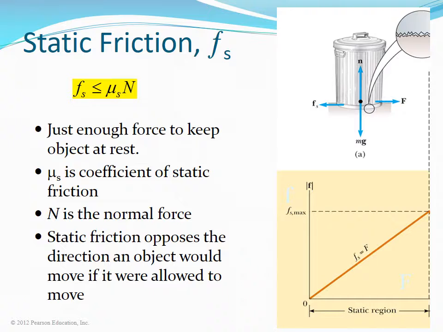The graph shows the magnitude of the static friction as a function of the applied force F. The static friction is always equal to the applied force. Static friction opposes the direction an object would move if it were allowed to move.